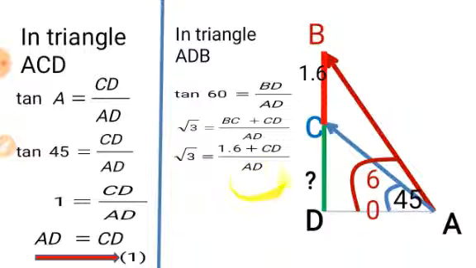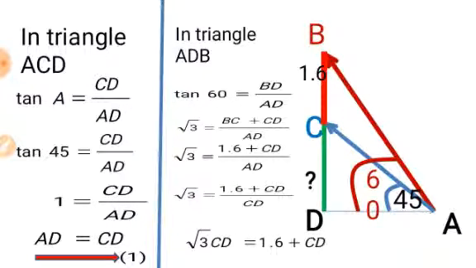Here in the denominator we have AD and we have nothing to do with AD because we have to calculate this length. So from equation 1 we can replace AD by CD, because we have to calculate only this length. After replacing AD by CD, we will get root 3 is equal to 1.6 plus CD over CD. Now cross multiply this, we get root 3 CD is equal to 1.6 plus CD.